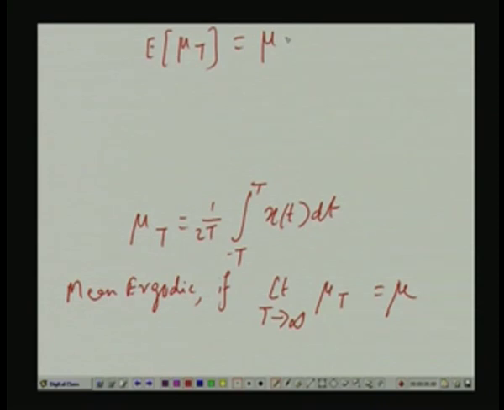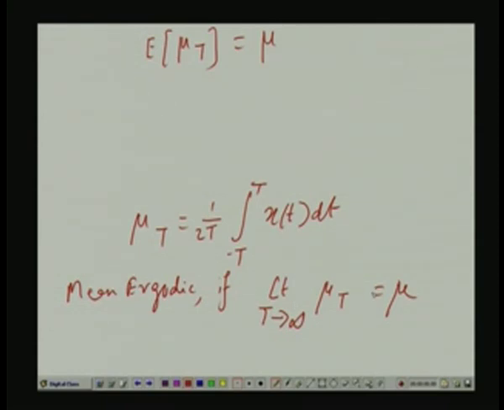But that is not enough. It is true that whenever you observe this mu T for any choice of capital T, not necessarily infinity, its expected value would be mu, but I am not interested only in that. I want that mu T should become equal to mu. Now, here one thing I must mention: since mu T is a random variable and I am taking a limit, I must tell you in what sense the limit is carried out.